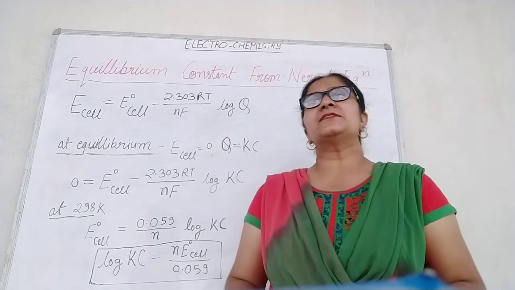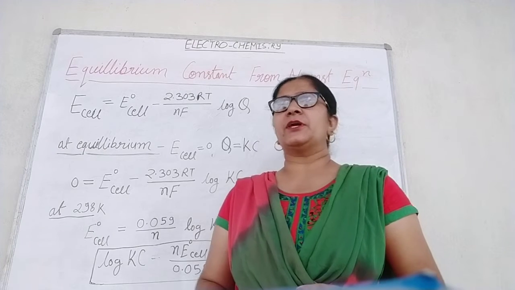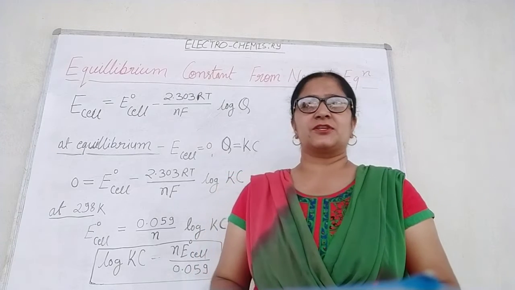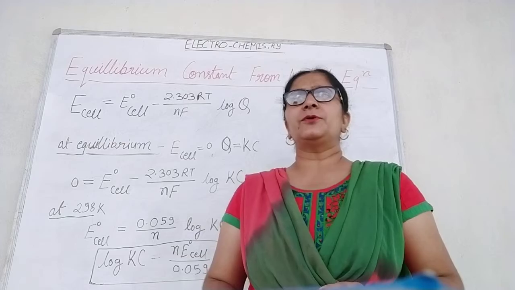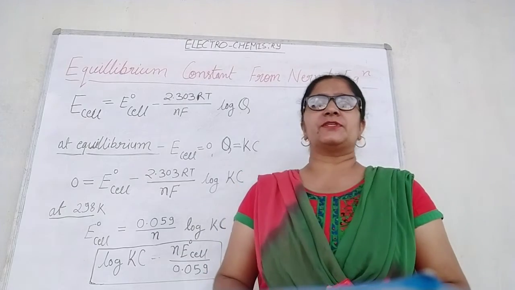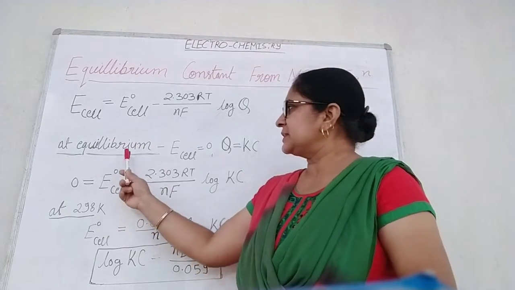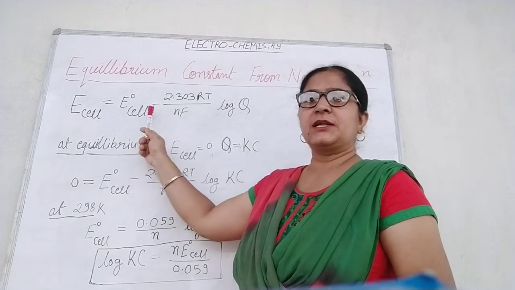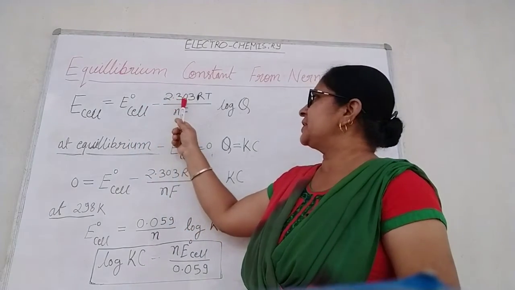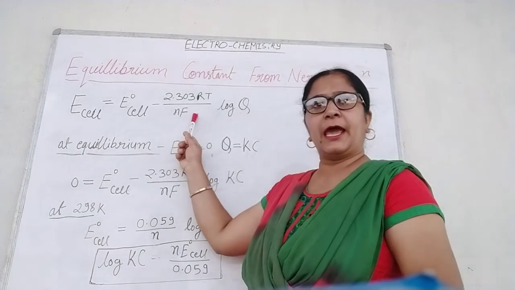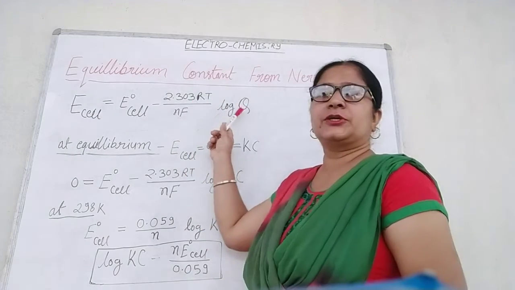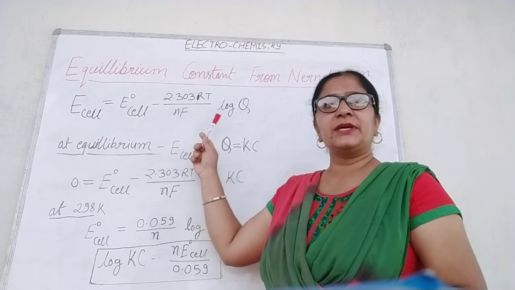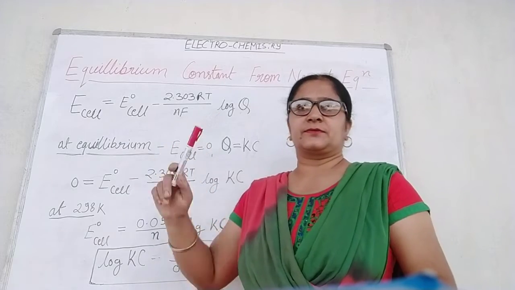Now let us discuss the determination of equilibrium constant from the Nernst equation. As we all know, according to the Nernst equation, cell potential is equal to standard cell potential minus 2.303 RT upon nF log Q, where Q is the reaction quotient.